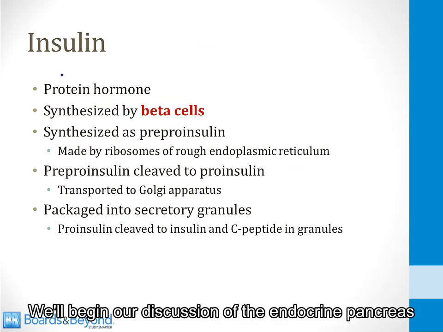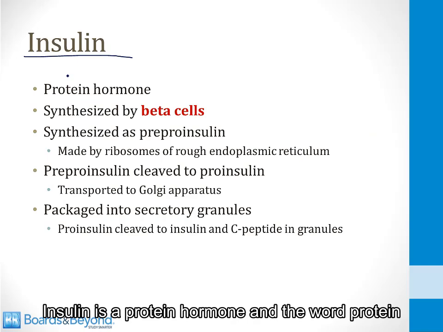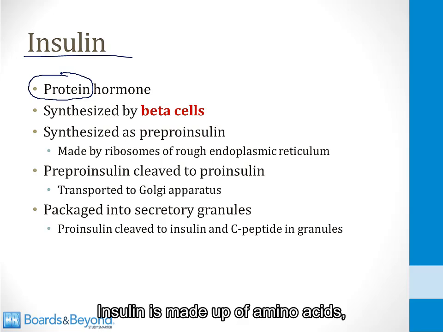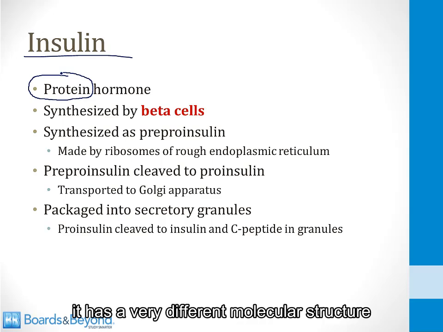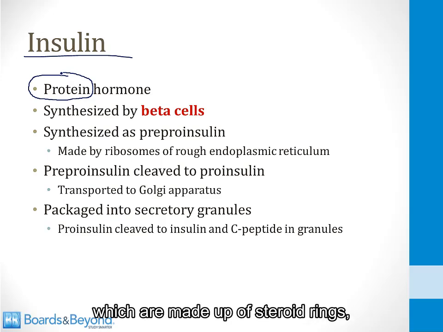We'll begin our discussion of the endocrine pancreas hormones by talking about insulin. Insulin is a protein hormone, and the word protein is very important. Insulin is made up of amino acids. It has a very different molecular structure than the steroid hormones like aldosterone and cortisol, which are made up of steroid rings, mostly of carbons and hydrogens.